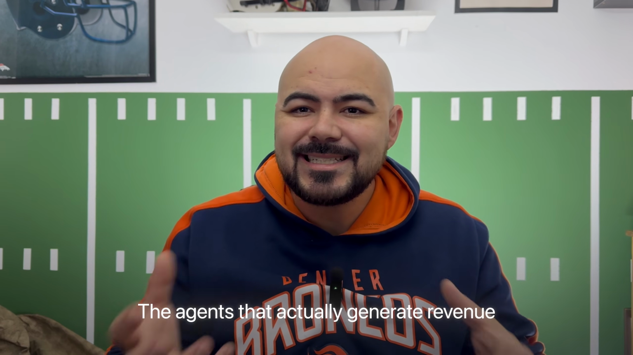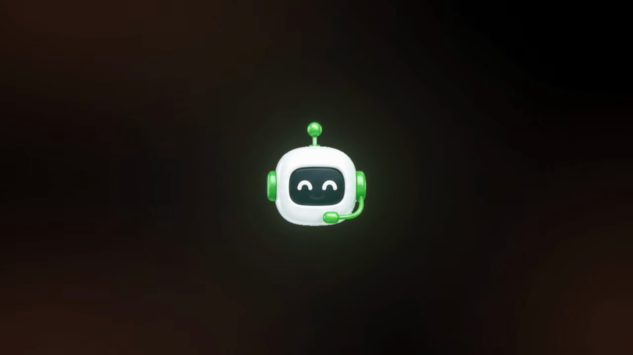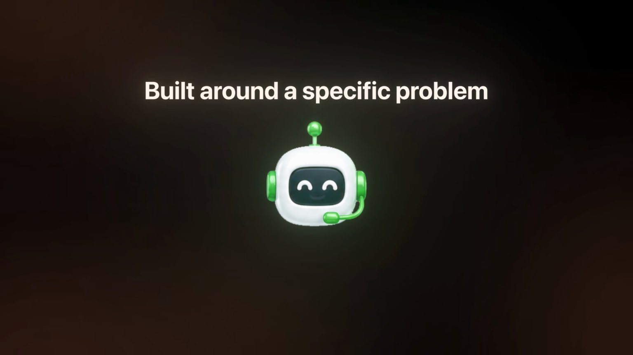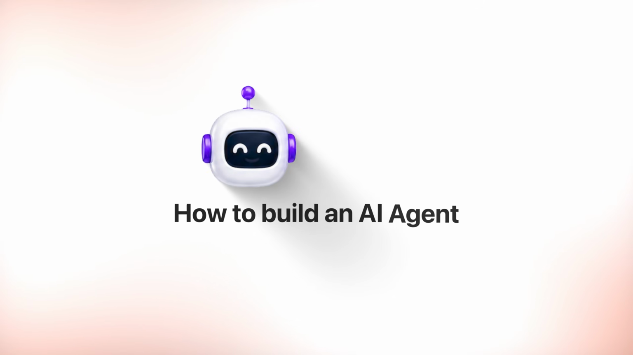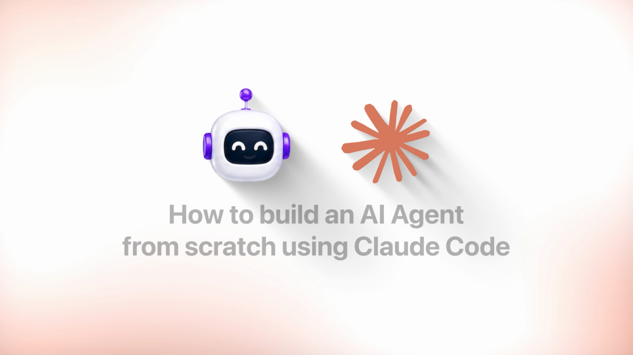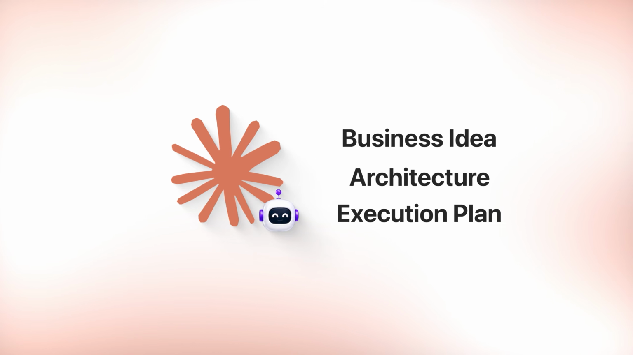The agents that actually generate revenue aren't the most technically impressive ones. They're the ones built around a specific problem, with a clear customer and a dead simple reason to pay. In this video, I'm going to walk you through exactly how to build an AI agent from scratch using Claude Code. The business idea, the architecture, and the execution plan, step by step. No fluff, no theory, just the blueprint. And by the end of this, you'll know whether this is something you can actually pull off yourself.